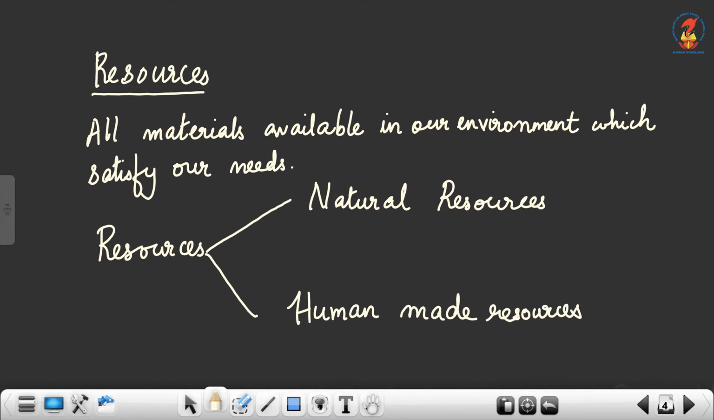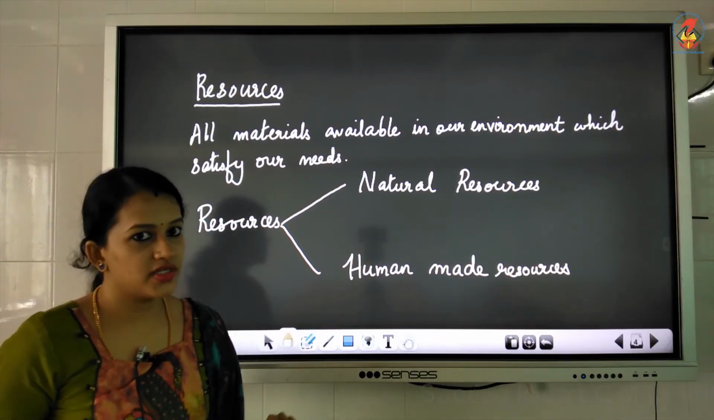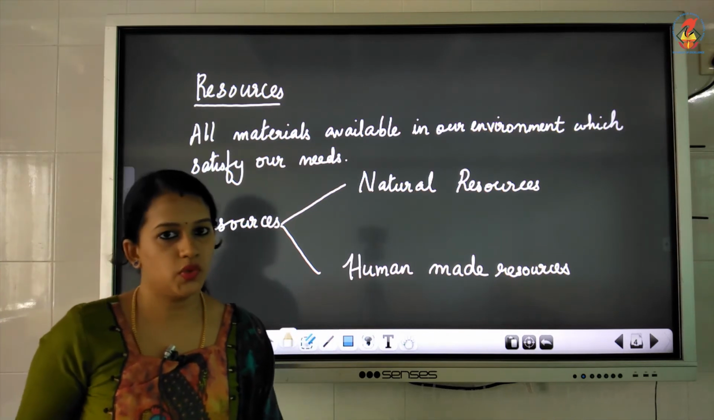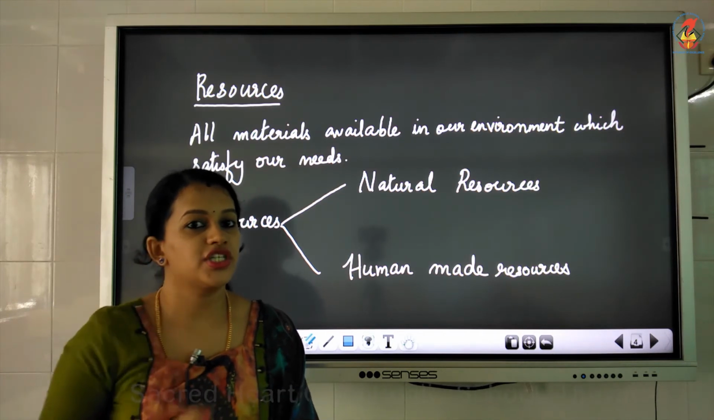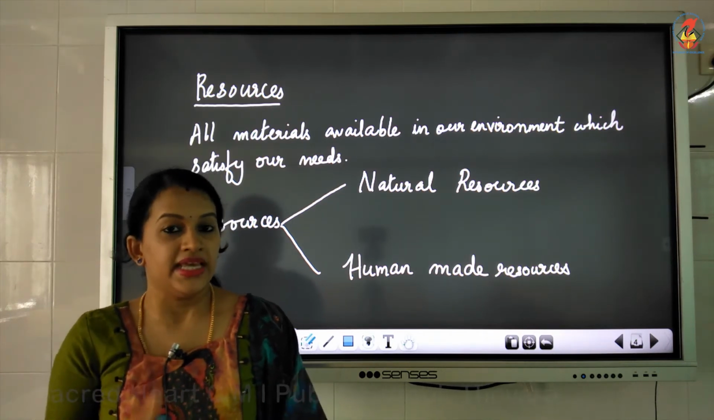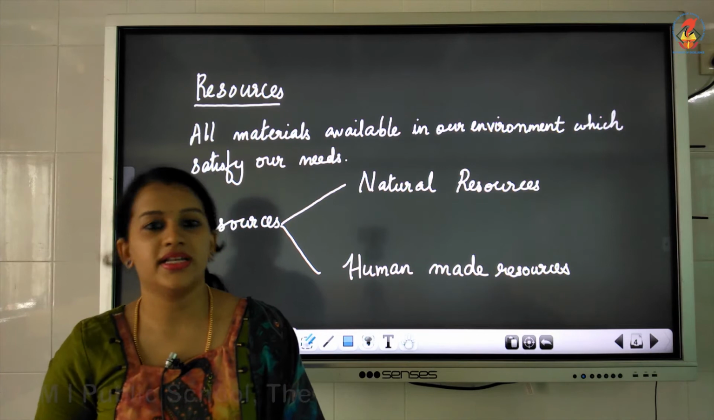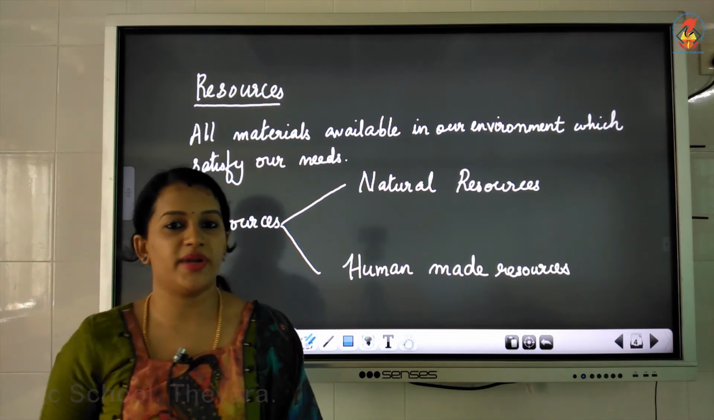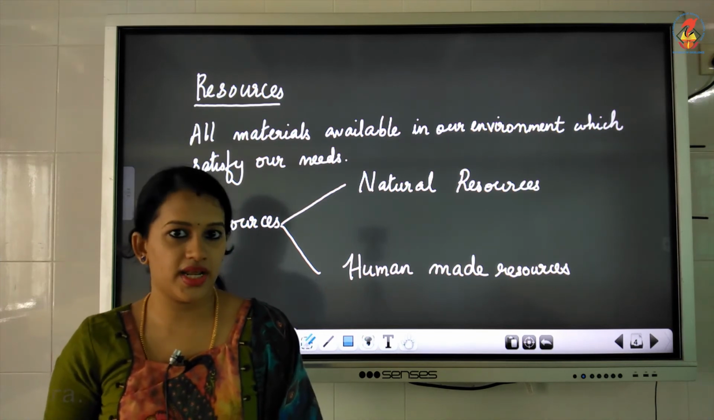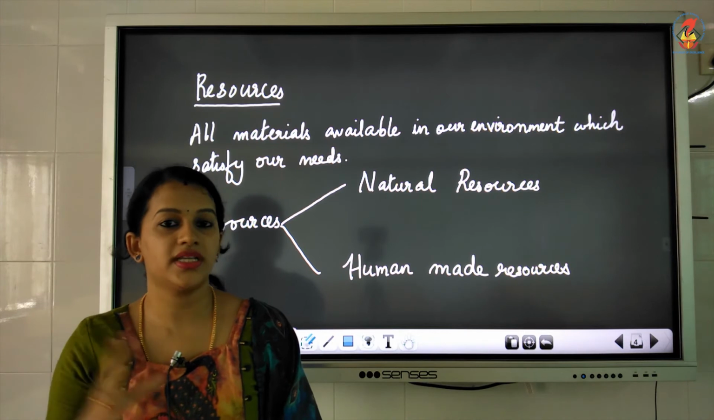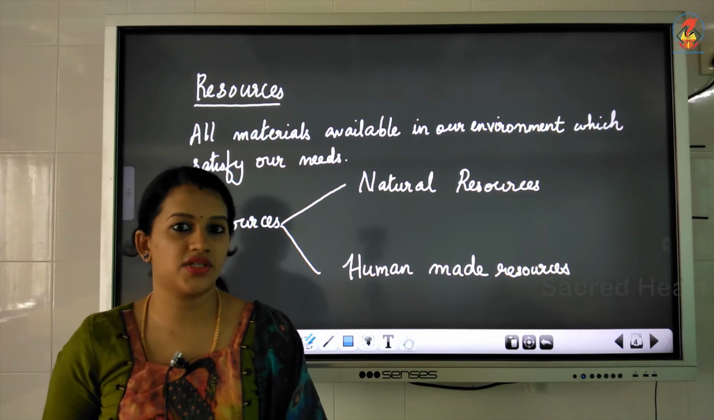Okay, so these resources can be classified into two types: natural resources and human made resources. Natural resources, the definition is in the term itself. Natural resource means all the natural things. Whatever is present in our nature and is useful to us is called a natural resource. So, you can say that all the natural things are called natural resources.